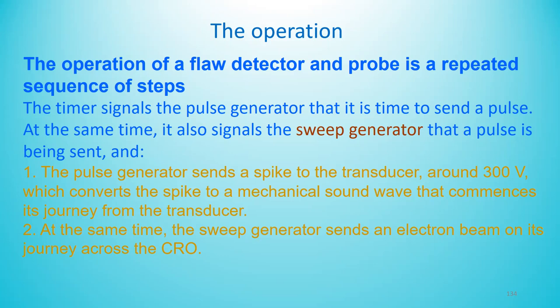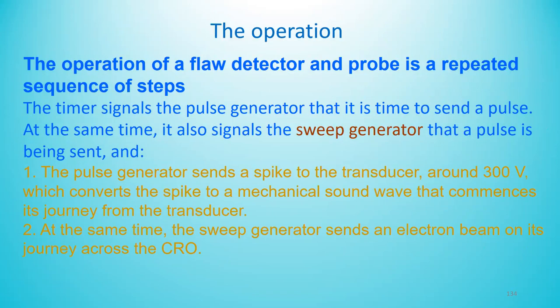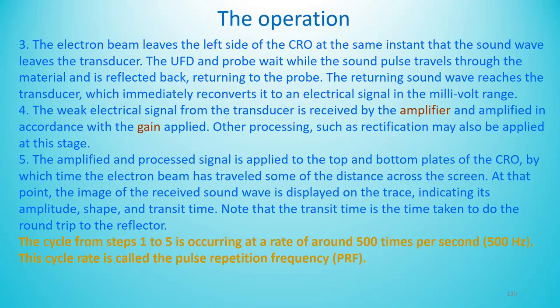At the same time, the sweep generator sends an electron beam on its journey across the CRO, or digital display, CRT, you can say cathode ray tube. The electron beam lifts the left side of the CRO. At the same instant that the sound wave leaves the transducer, the UFD and the probe wait while the sound pulse travels through the material and is reflected back.